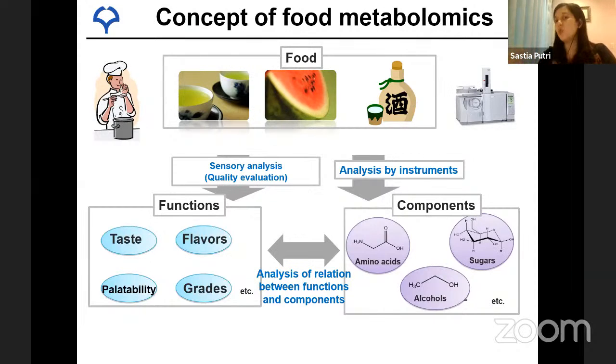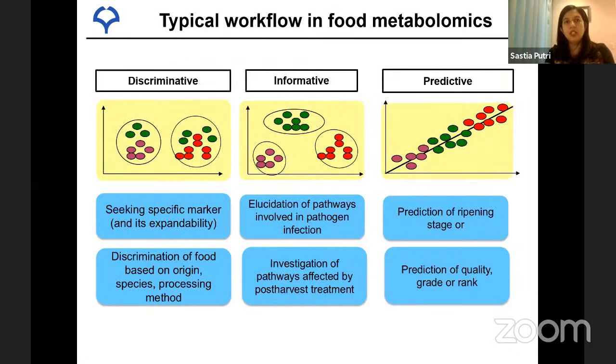Then if you could find this quality marker, you could use it later on to improve your food, either in your food processing, or you could find breeds or cultivars or particular types of food having a high concentration of this marker, because that will then correlate to having high quality. So this is a typical workflow in food metabolomics.